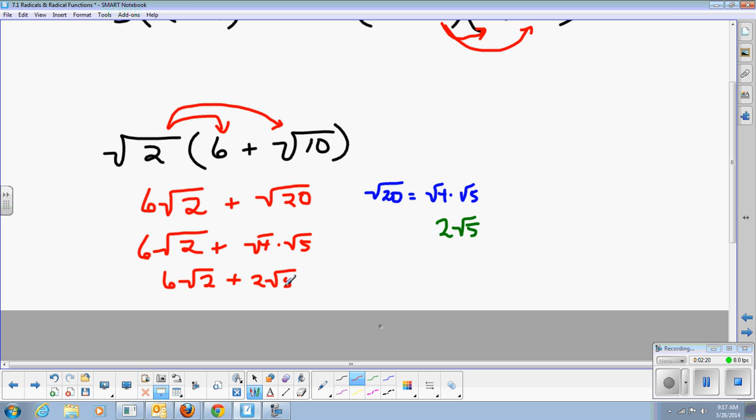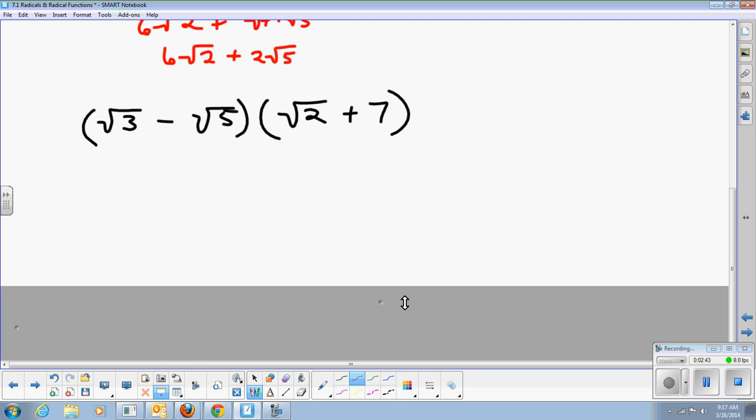And I stop here. I won't go any further, and the reason is I cannot add these together. These are not like terms because the first term has the square root of 2, the second term is the square root of 5. Those aren't like terms. Each of those represents different numbers. So I cannot add the 6 and the 2. I have to leave this expression as it is now. That's example 1.